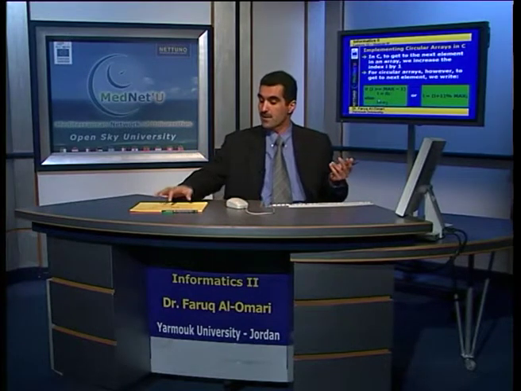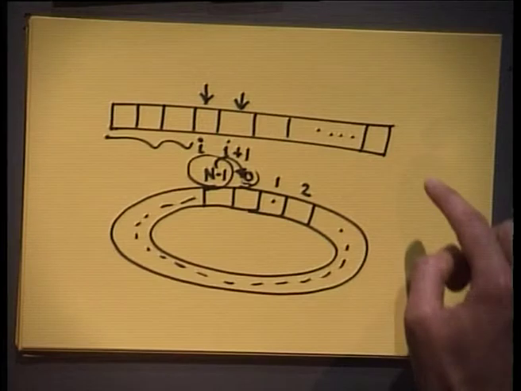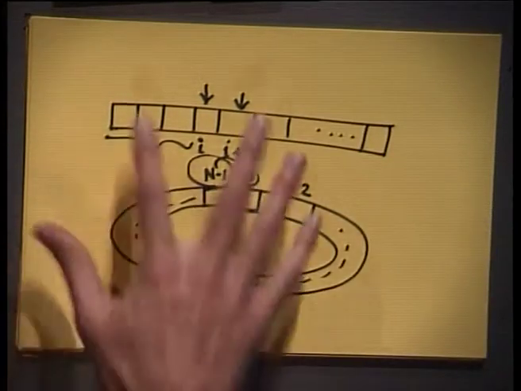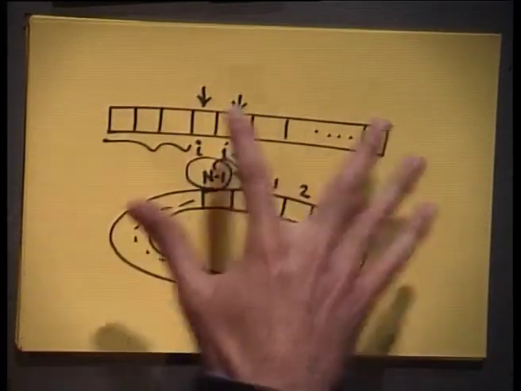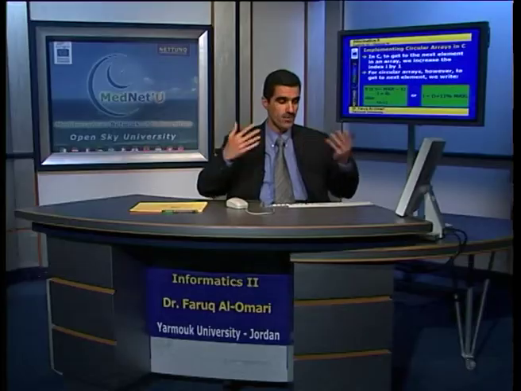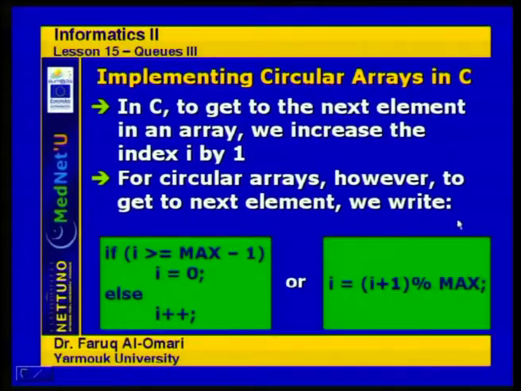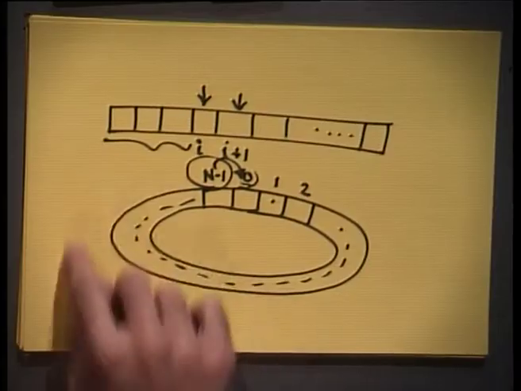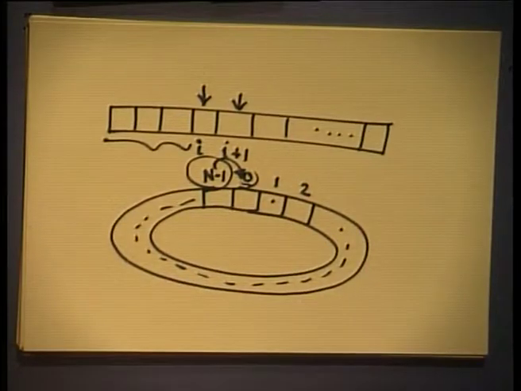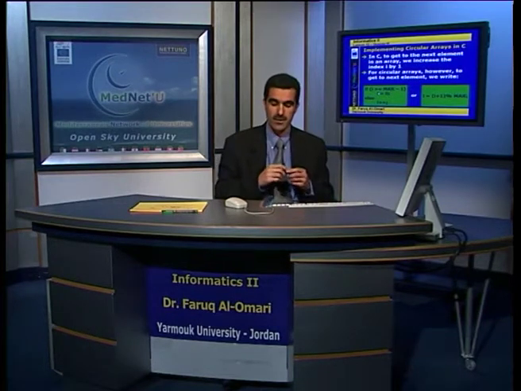Physically, it's straight inside the memory. It's like a flat array like this one. However, conceptually, by doing a calculation like this, we're making it look like a donut or a ring like that. So that's the concept of the circular array.